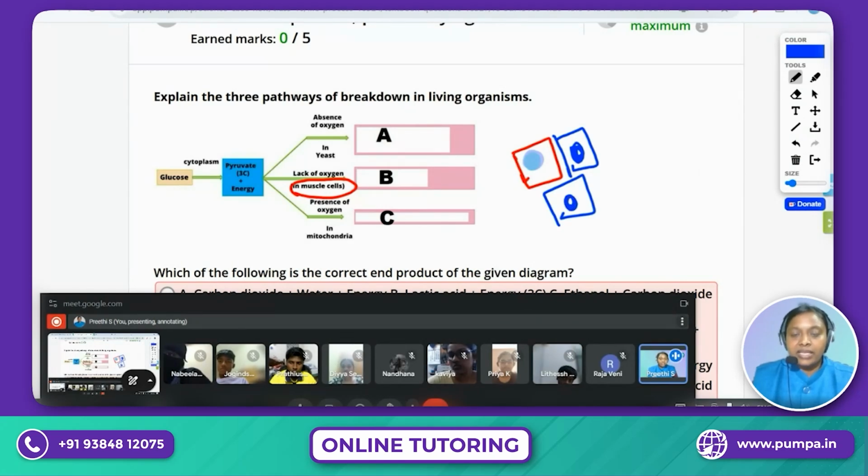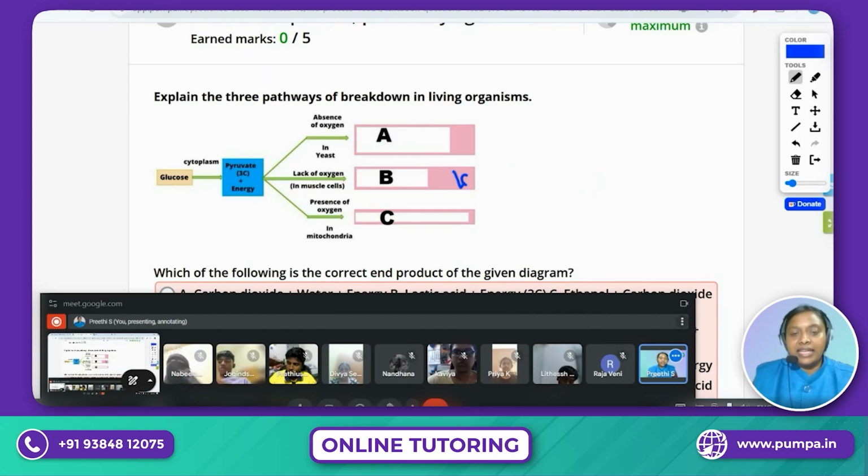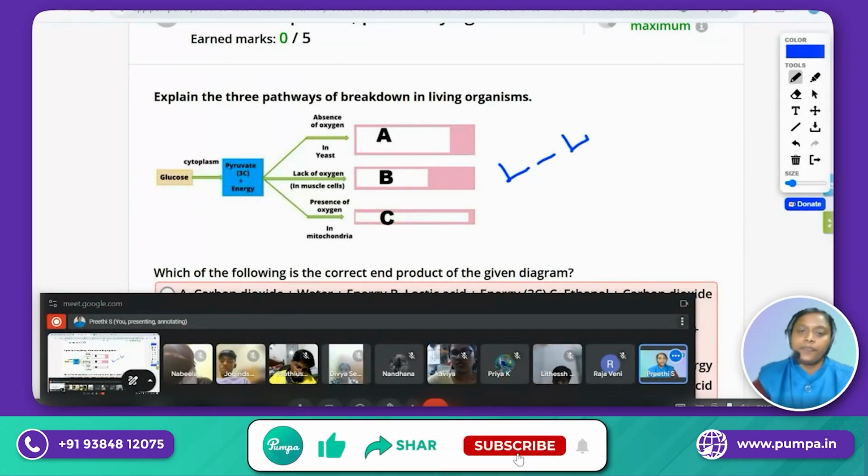Children, these particular cells alone had a lack of oxygen, so they did anaerobic respiration in order to produce energy. Clear, everyone? So here lactic acid will be produced along with energy. Here it's very simple: lack of oxygen, lactic acid will be produced. Clear? Any doubts? No doubts, ma'am.